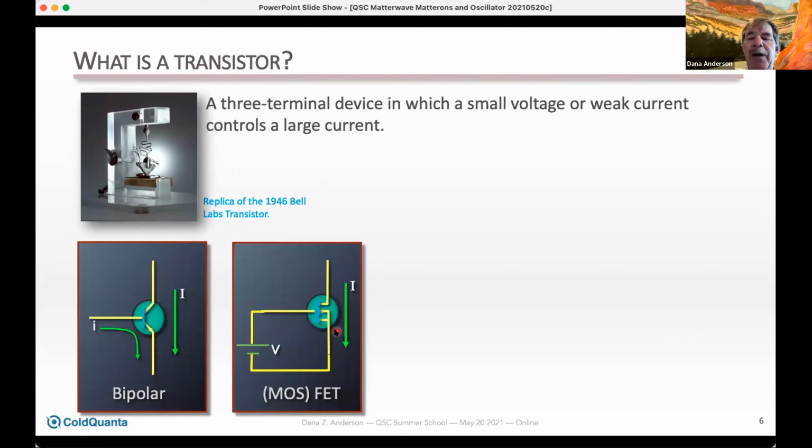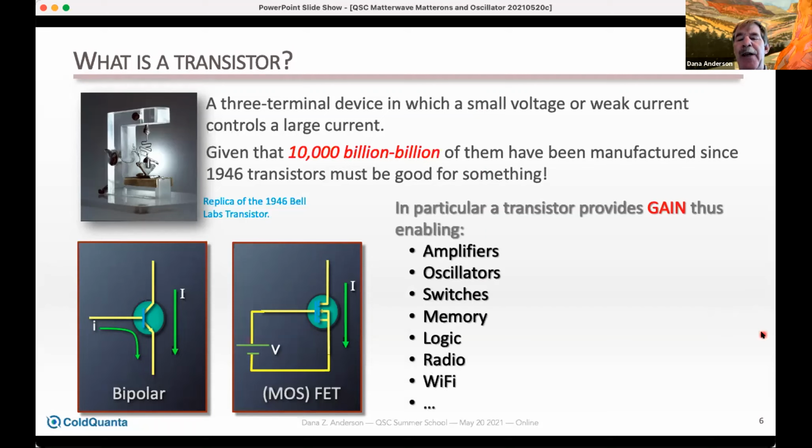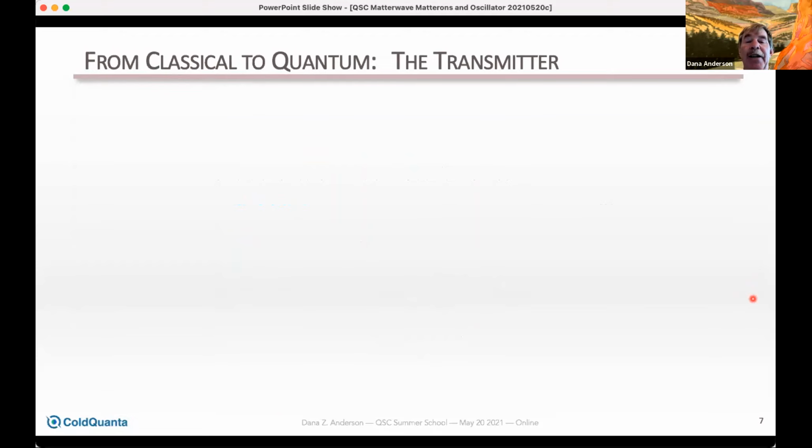As I said, an incredible number of transistors in manufacture. This slide is already old, before the iPhone 10, I think. So over about an Avogadro's number of transistors have been produced. So if you know how to make a transistor and you know electronics and you can get gain, now we know how to build an amplifier. Now we know how to make an oscillator, a switch, a memory, carry out logic. From there, in principle, we could make a radio, Wi-Fi, and so on. A little bit fanciful, but the ability to provide gain is what has brought such power to the transistor.